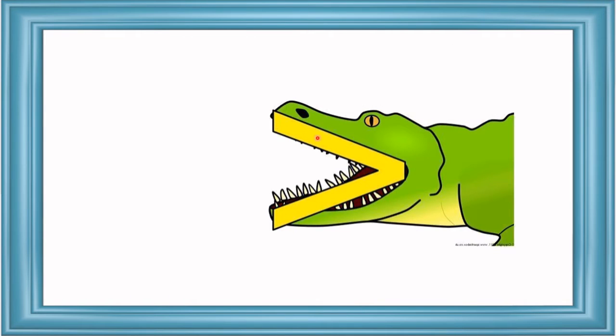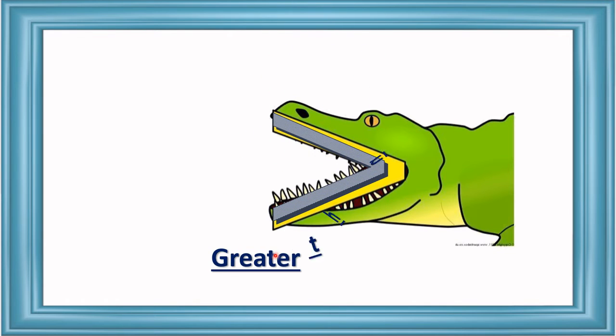Now dear children, here you can see the crocodile opened its mouth, and this symbol tells us greater than. It means in front of this open side we always write the greater number. Okay, the first number is greater, and here we will write the second number. Got this?